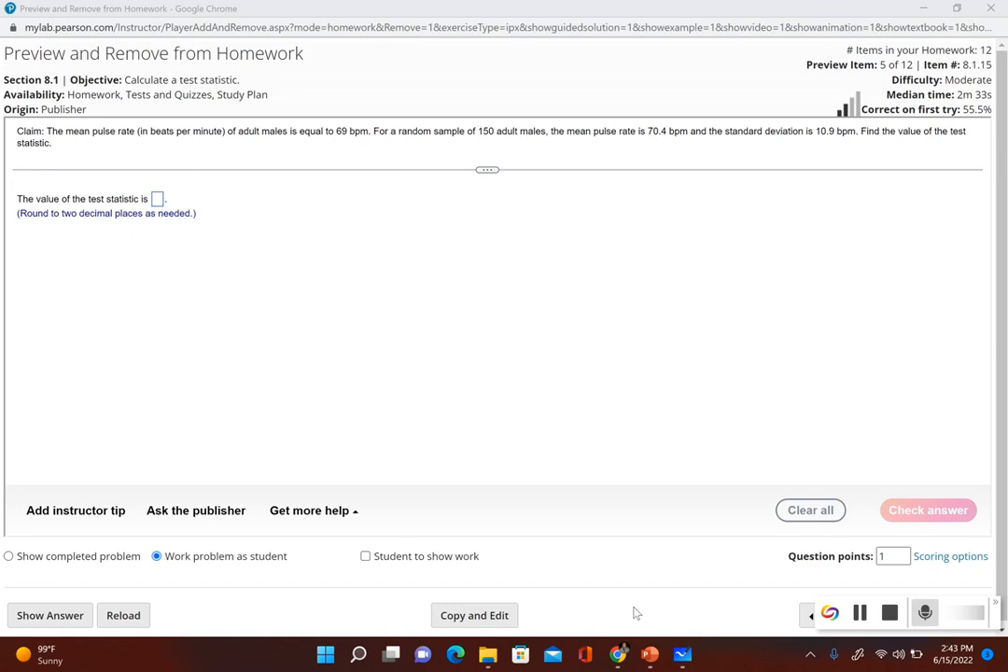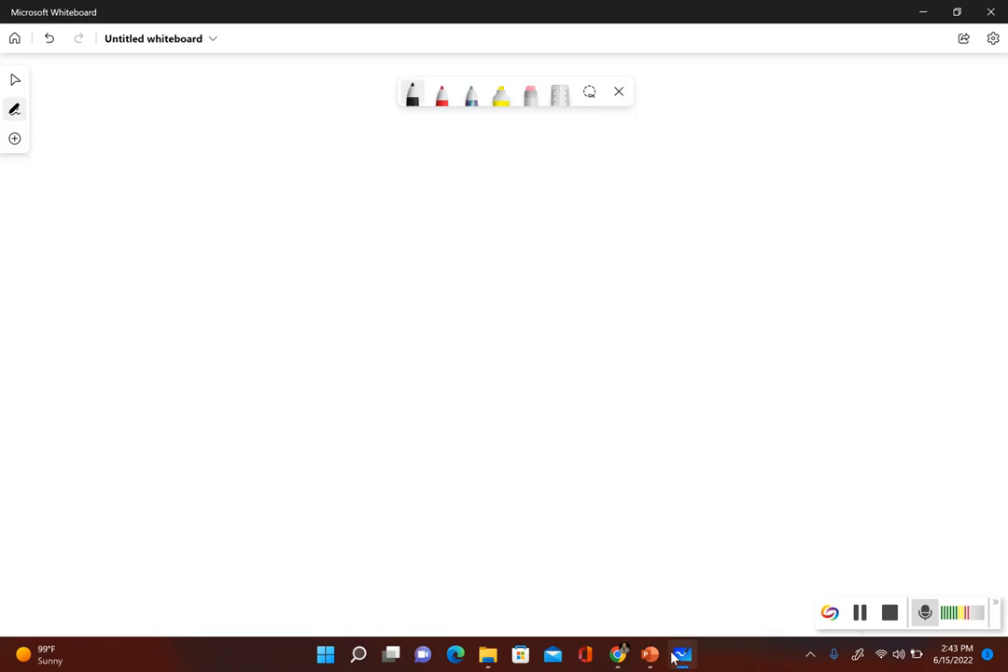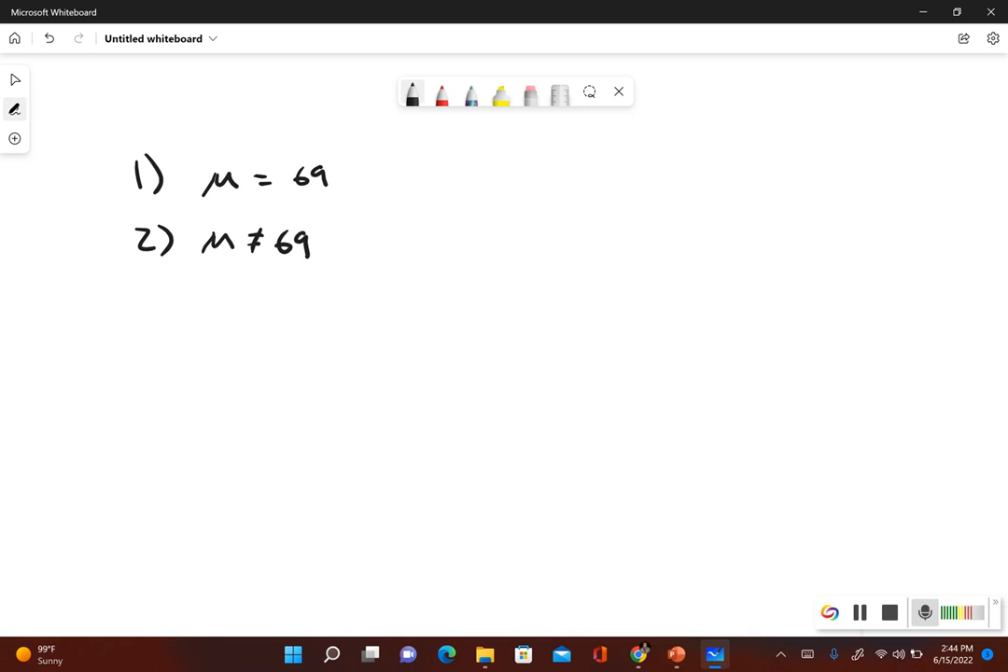Okay, so let's run through our steps real quick. Let's take a look at the original claim. The mean pulse rate of adult males is equal to 69 beats per minute. Let's write out our original claim in symbolic form. Since this has to do with the mean, we're going to have mu is equal to 69. This was our original claim. Now, what would be true if our original claim was false? Well, mu would not be equal to 69.